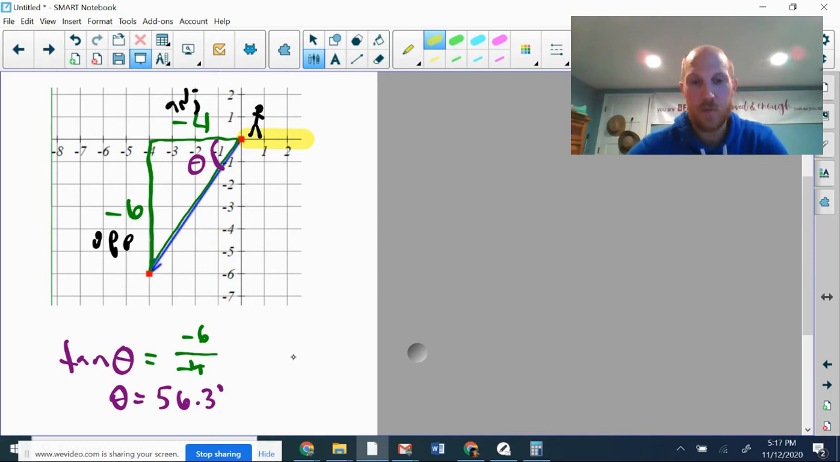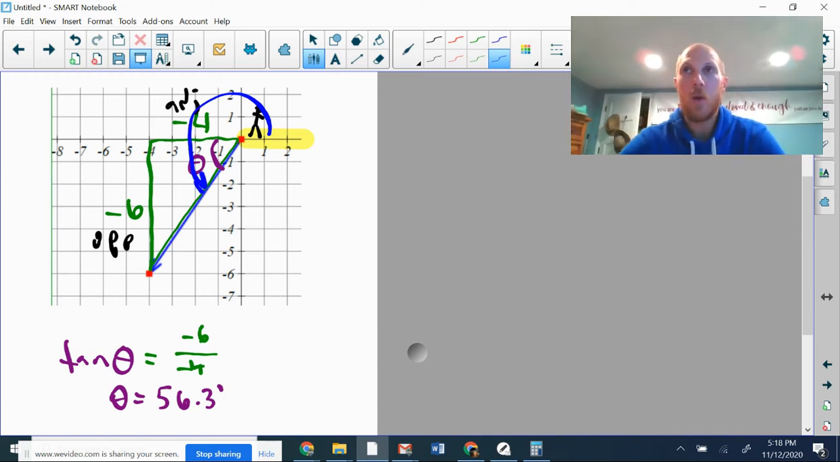Okay, that 56.3 degrees is not the final answer. That's the angle inside this triangle, right? But the direction angle does not start from the edge of the triangle. Direction angle starts from the positive side of the x-axis. So to get to where that vector is, we would have to rotate from the highlighted side of the x-axis all the way around the counterclockwise direction, past this first side of the triangle, and then all the way to the resultant.